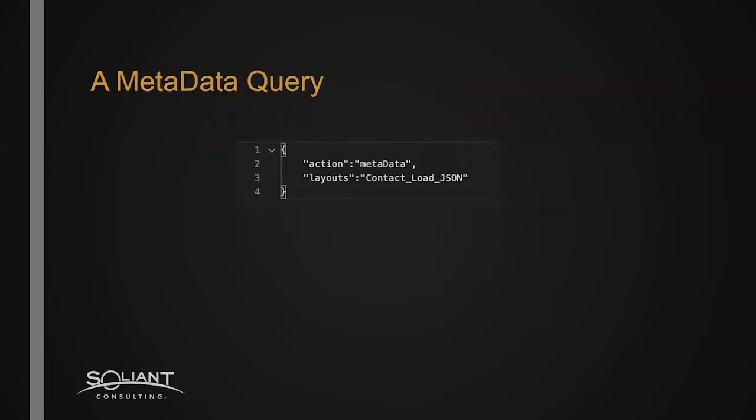The metadata queries are much simpler. So you just have your action, which is metadata, and then the second part is telling you what part of the metadata you want to query. In this case, I'm going to query this layout contact load JSON, and it's going to return all of the fields on that layout and all the characteristics of those fields. If they have a value list, what kind of field they are, what their ID is, what the field name is. It just gives you all the information about the fields on that layout.